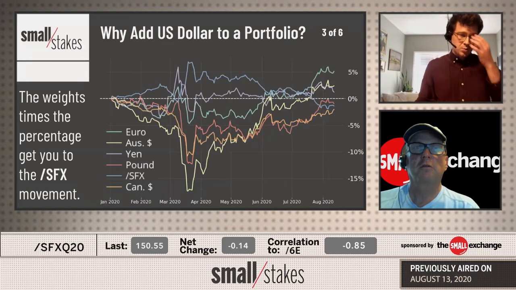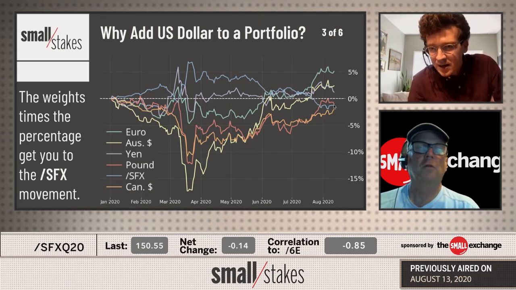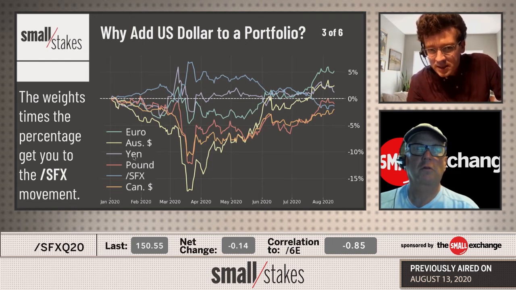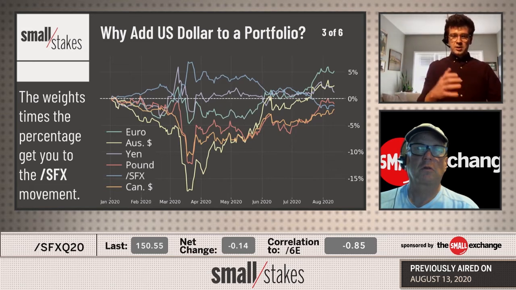And this is what it's ending up being, these weights and these currencies, their prices and their movement. That just gets you to the movement in SFX here. You can see this blue line. It's down a couple percentage points on the year. That's because euro, Aussie, yen, pound are up on the year. Canadian dollar down a little bit lower than that US dollar piece. And so those percentage moves times those weights get you the SFX movement.